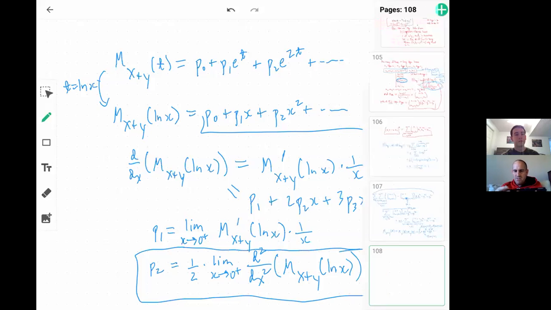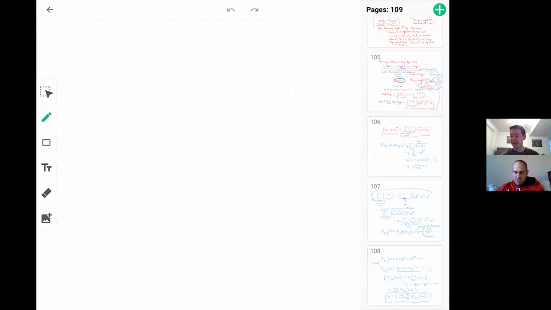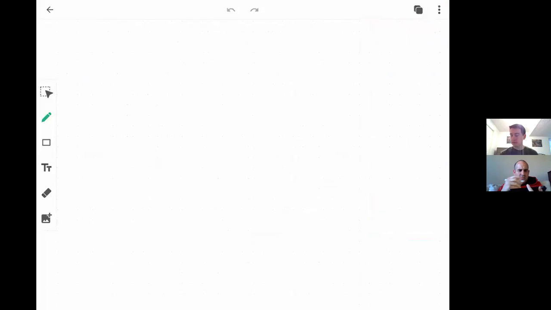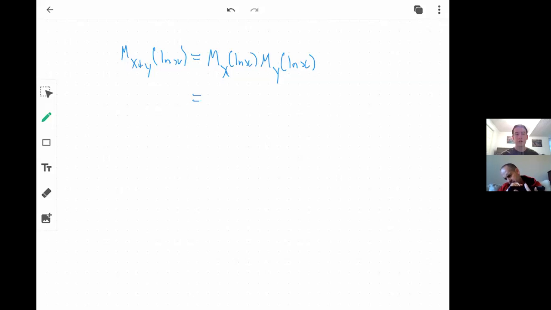In fact, now I'm super curious, right? So let's see real quick. The moment generating function of x plus y of logarithm of x is m sub x of logarithm of x times m sub y of logarithm of x, since these are independent, right? And what did you say we get? e to the 2x minus 2 times 3/4 x plus 1/4, all to the 10th.